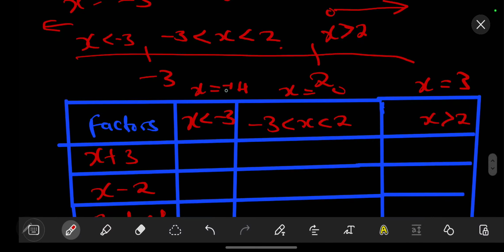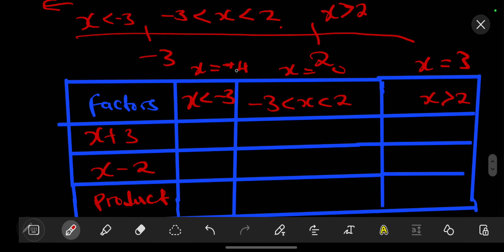So when x is equal to negative 4, when we put it here, we have negative 4. Same approach, negative 4 plus 3 will give you negative 1. So we write the sign to be negative. Here, if we put our negative 4, we are going to have negative 4 minus 2, which gives us negative 6, which is a negative. Negative times negative will be positive.